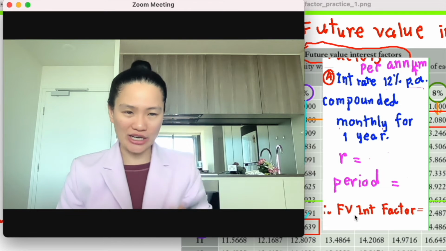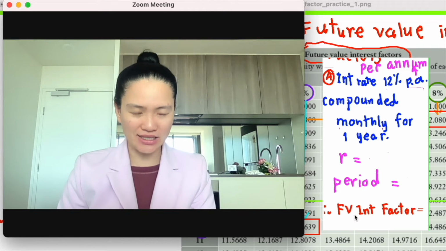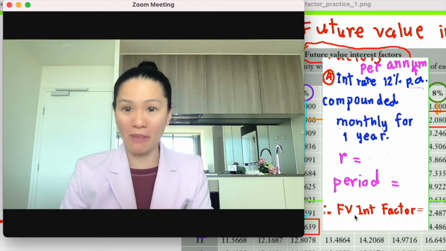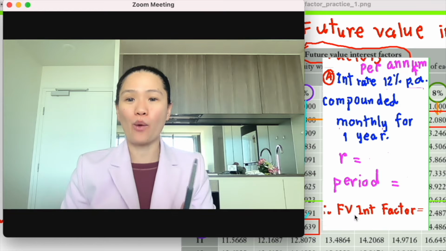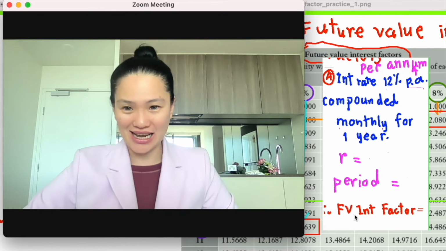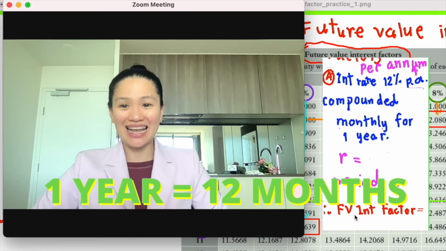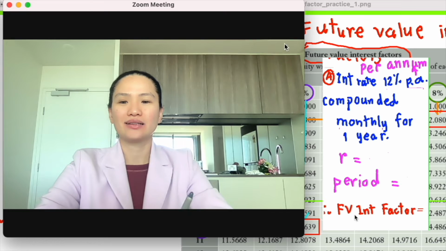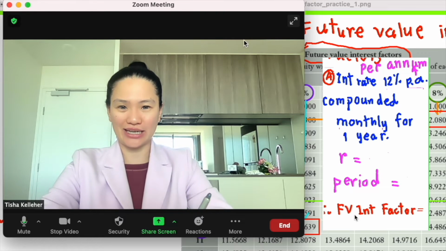Everyone, look at question number 4. Interest rate 12% per annum. That means per year, but it's compound monthly. Monthly for 1 year. Can you answer me the question? How many months in 1 year? Of course, it's 12. Let's solve the question together.